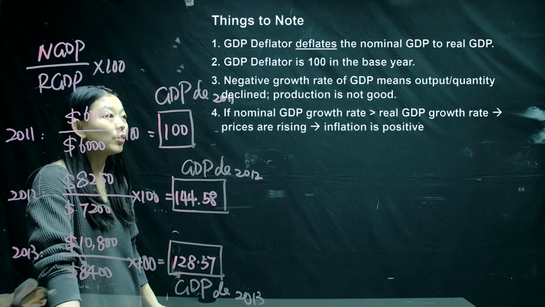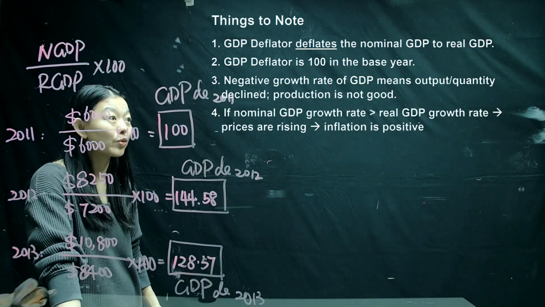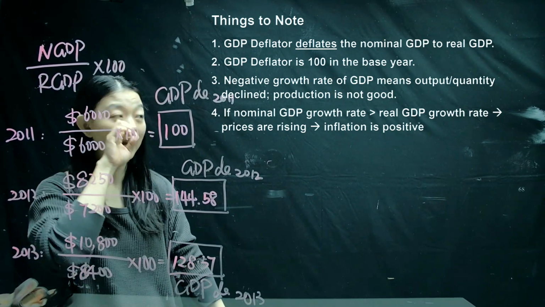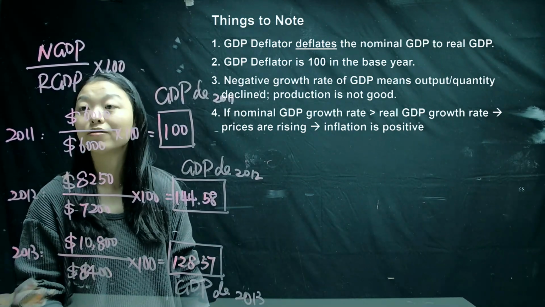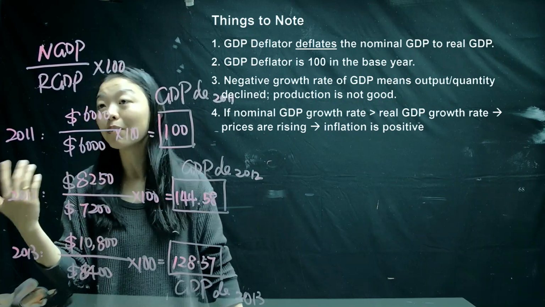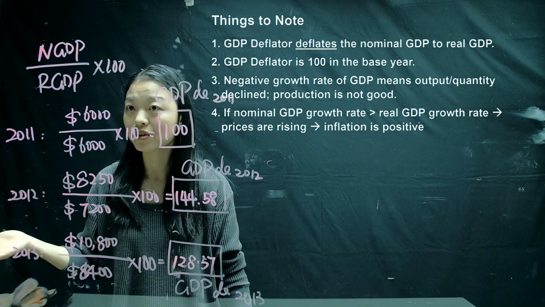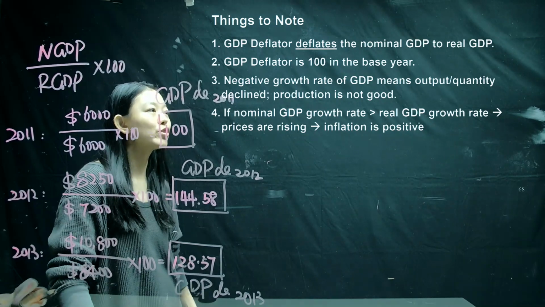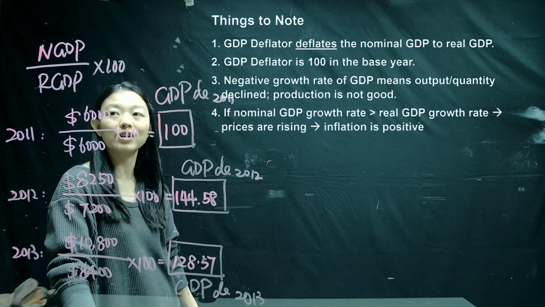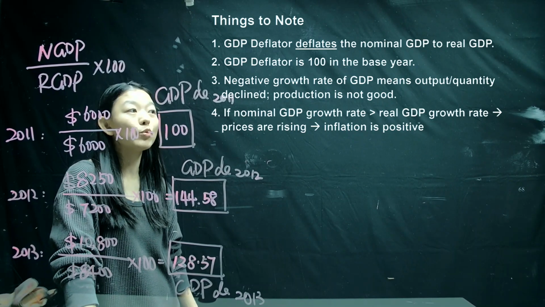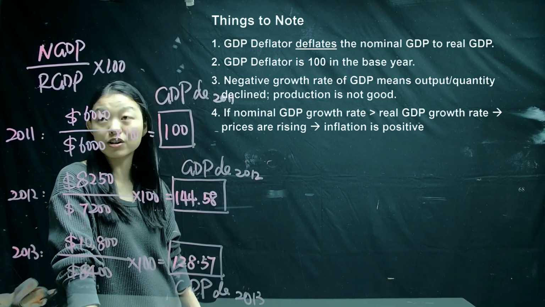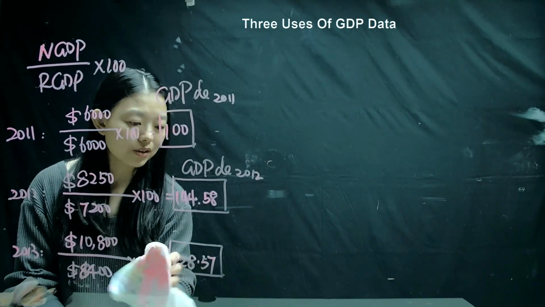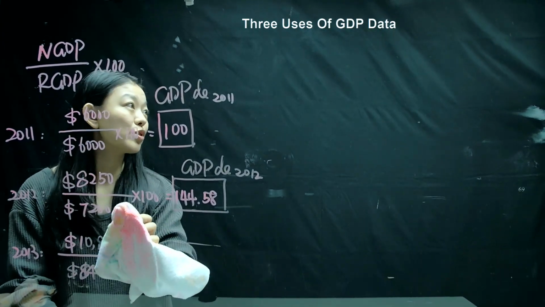If the nominal GDP growth rate is larger than the real GDP growth rate, which means prices are increasing, then inflation will be positive. Inflation will be positive because nominal GDP doesn't correct for price, but real GDP corrects for inflation, right? So if nominal GDP's growth rate is larger than real GDP's growth rate, then we can conclude that inflation is positive.